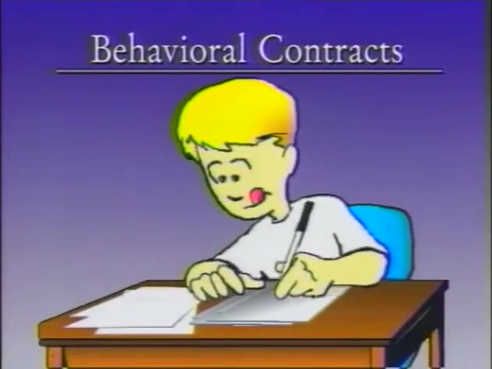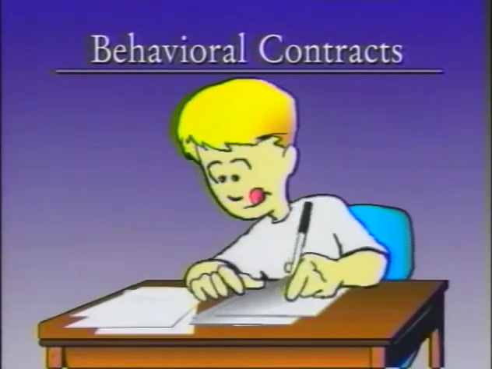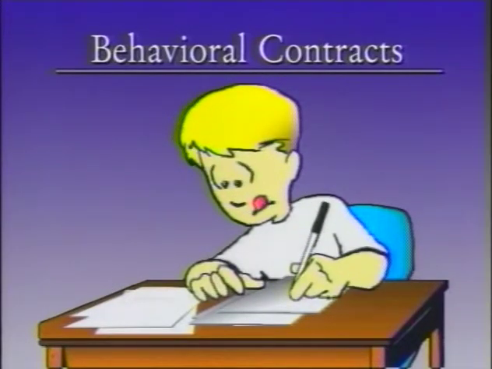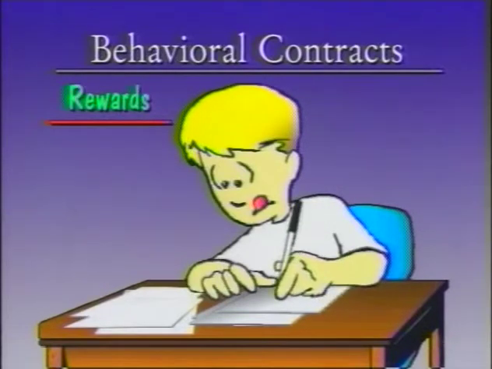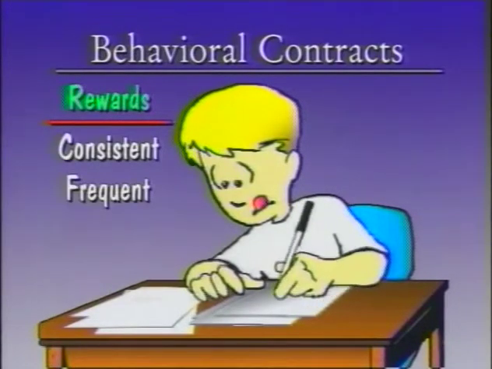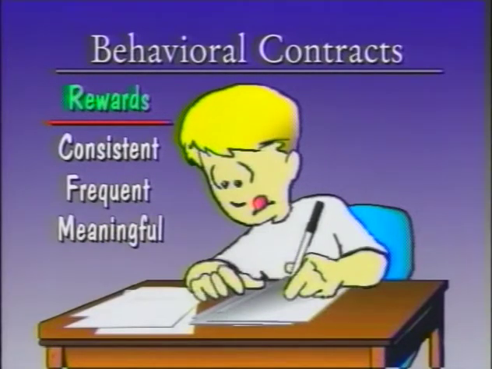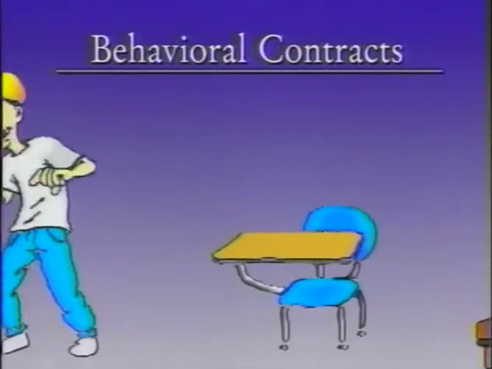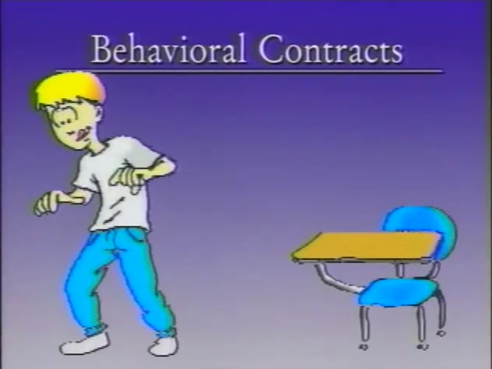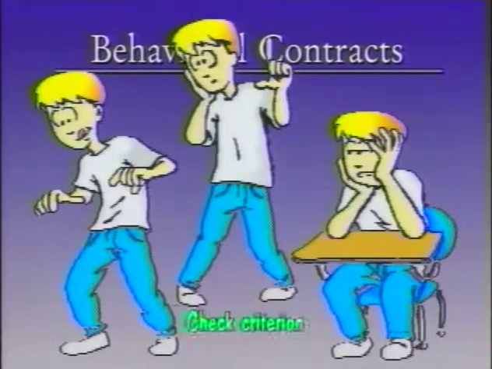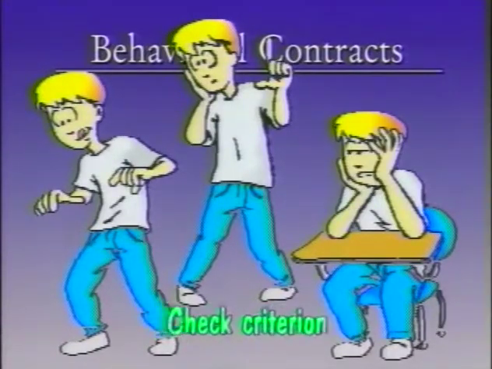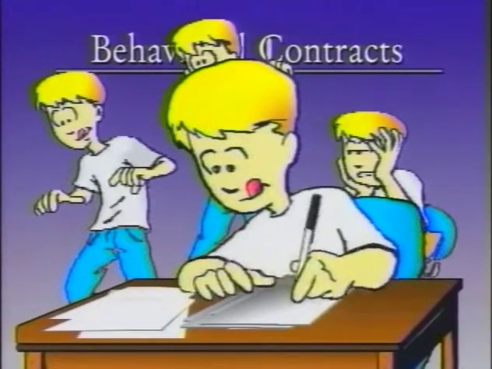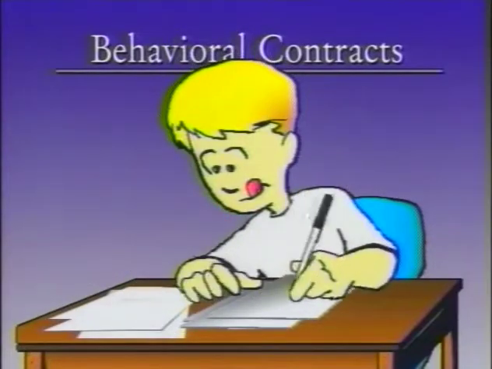If a student starts out working hard but loses motivation, check that the rewards occur consistently, frequently, and are meaningful to the student. Likewise, if a student starts out excited but becomes frustrated, check the criterion. It may be set too high. Remember, the student must first experience success before he'll have ownership in the contract.